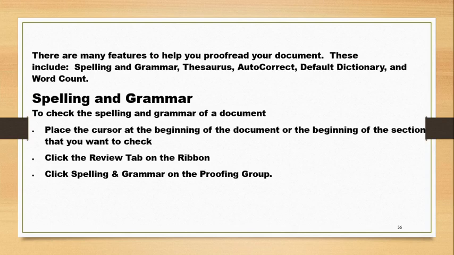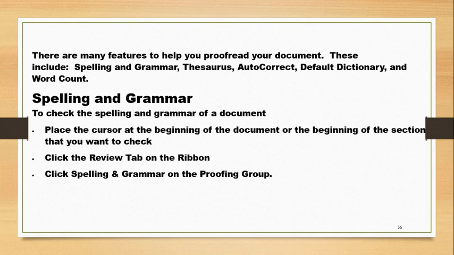Let's start with the spelling and grammar. To check the spelling and grammar of a document, press the cursor at the beginning of the document or the beginning of the section you want to check. Click the Review tab on the ribbon.